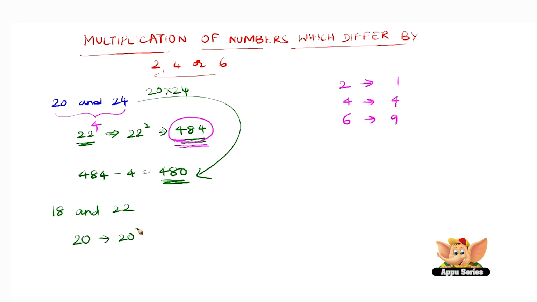Squaring 20 gives us 400. Now since the difference between 18 and 22 is 4, subtract 4 from 400. So 400 minus 4 is 396. Therefore, 396 is the answer of 18 into 22.